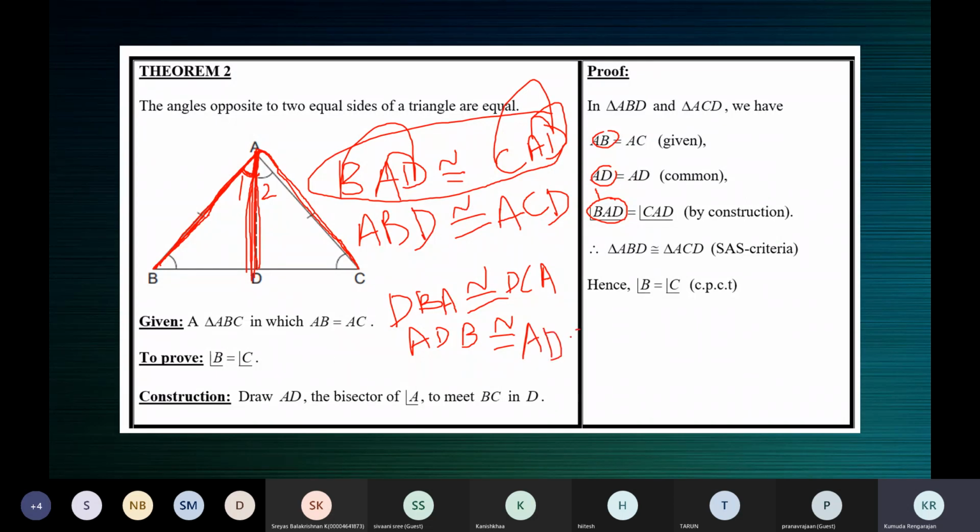Because only if you write this order correctly can you identify the other pairs of equalities. Now that the triangles are congruent, it means they're identical. So the order in which you name the triangles is very important, because only that order will tell you the other pairs of equalities. The other pairs of equal angles or equal sides, you can identify correctly only if you name the triangles in the correct order.